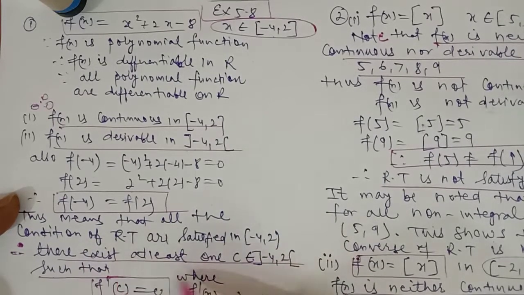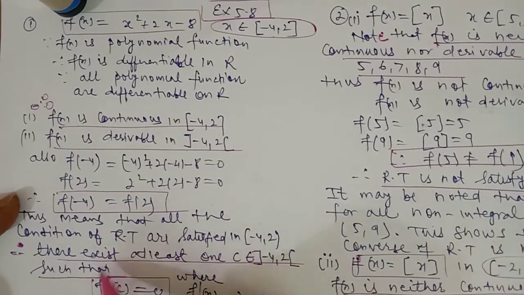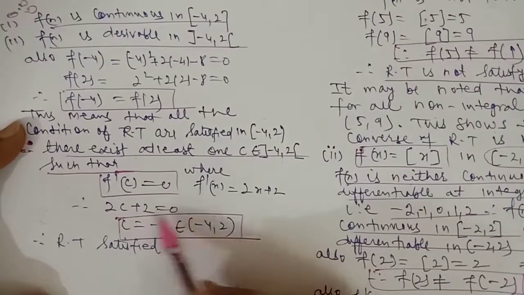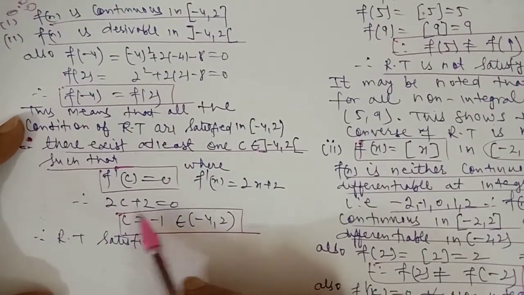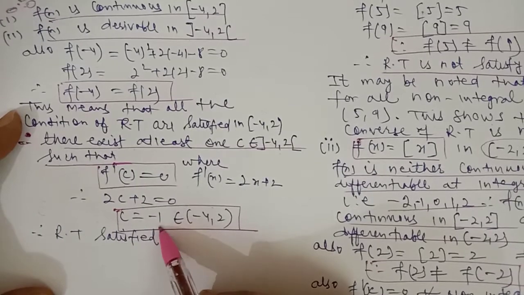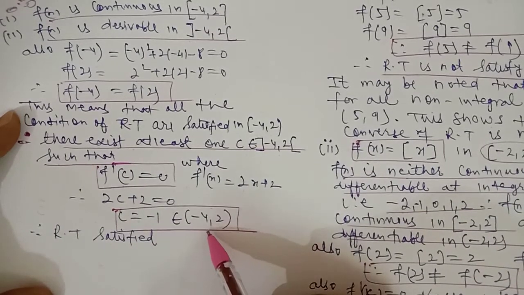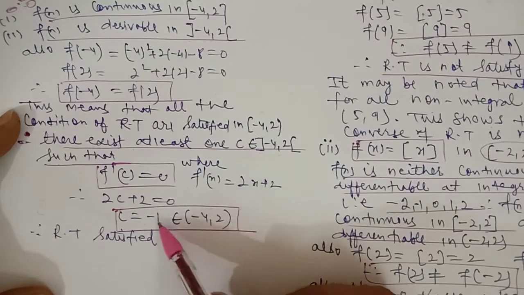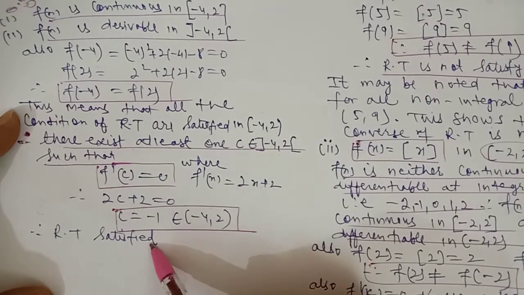So there must exist at least one point c which must lie in this open interval, such that f dash c will be equal to 0. So I put f dash c equal to 0, that is, put the first derivative equal to 0. We are getting c as -1, which lies in this open interval -4 to 2. So Rolle's theorem is satisfied.